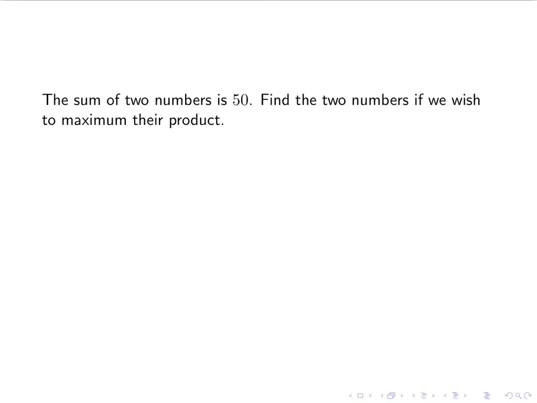The sum of two numbers is 50. Find the two numbers if we wish to maximize their product. So we've got two numbers, which means I have two unknowns, which means I need two variables. I'll call them x and y. So the sum of two numbers means I'm going to add them. So x plus y is 50. I want to find the two numbers to maximize their product. So I need their product, which is x times y.